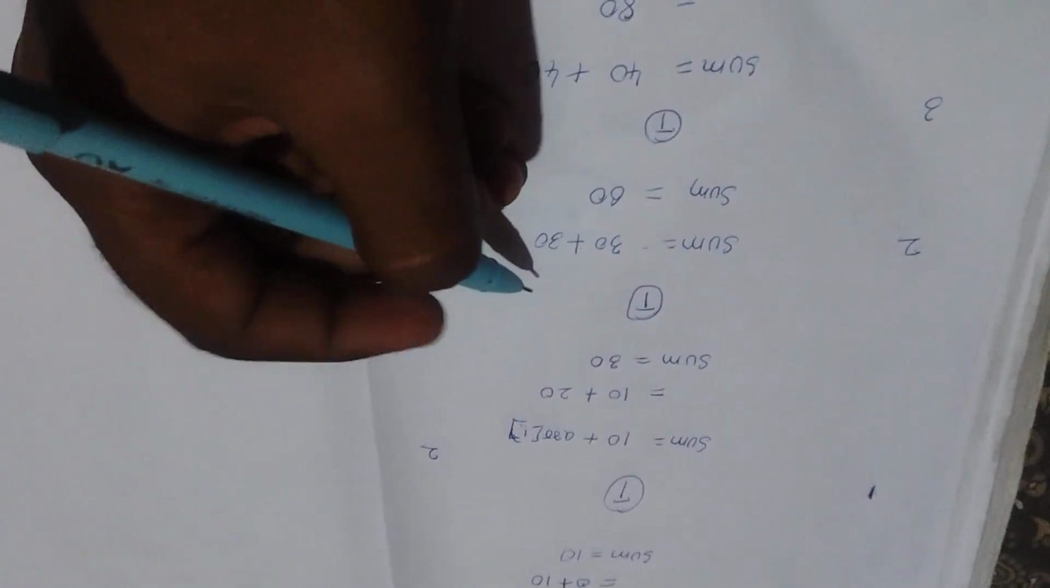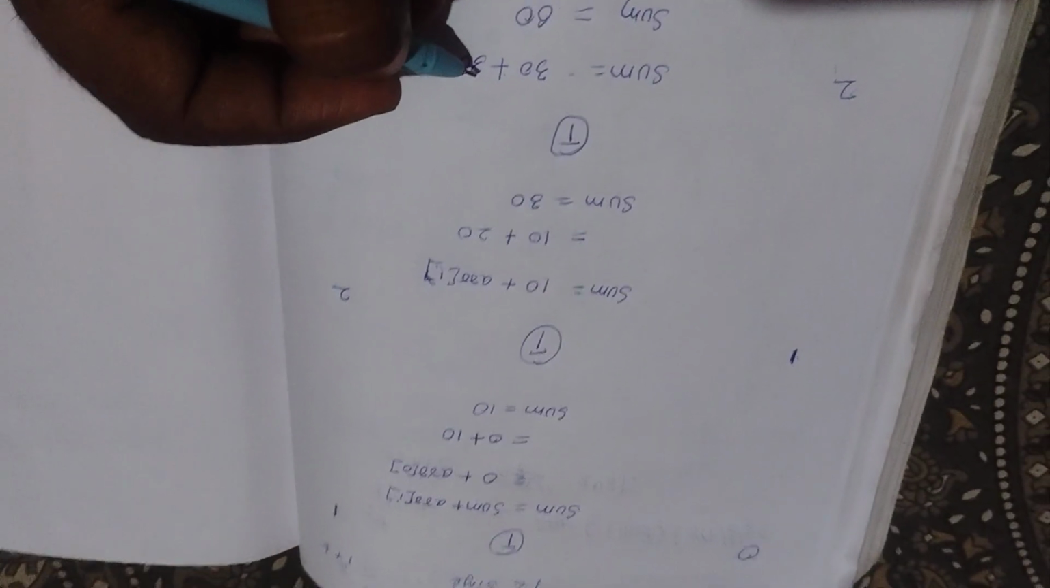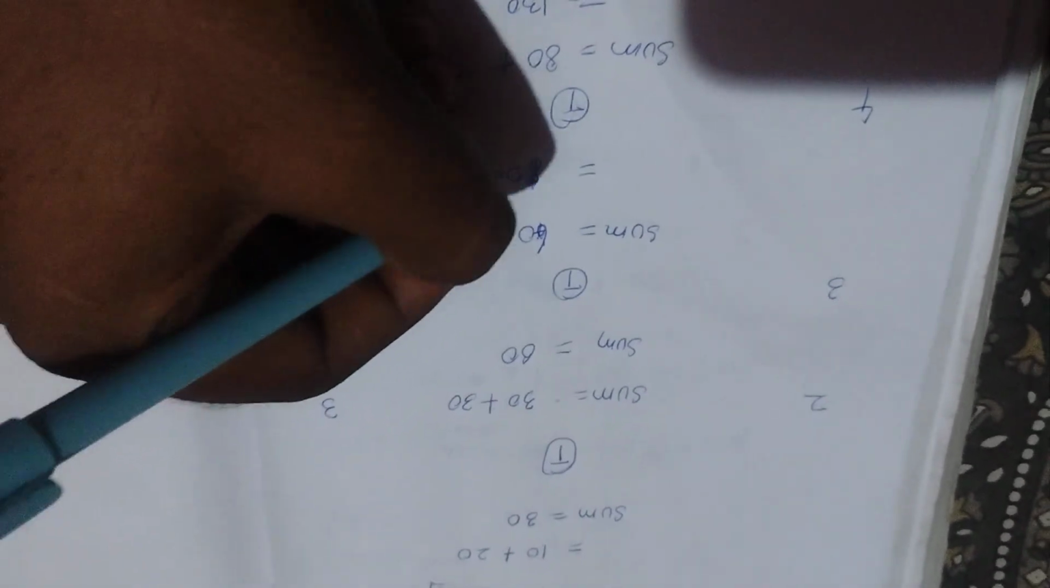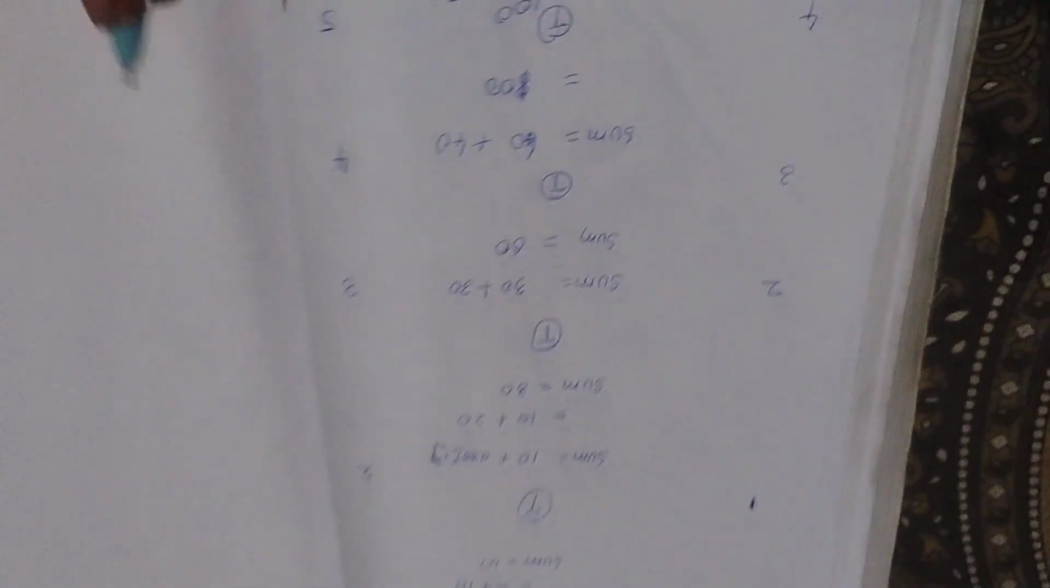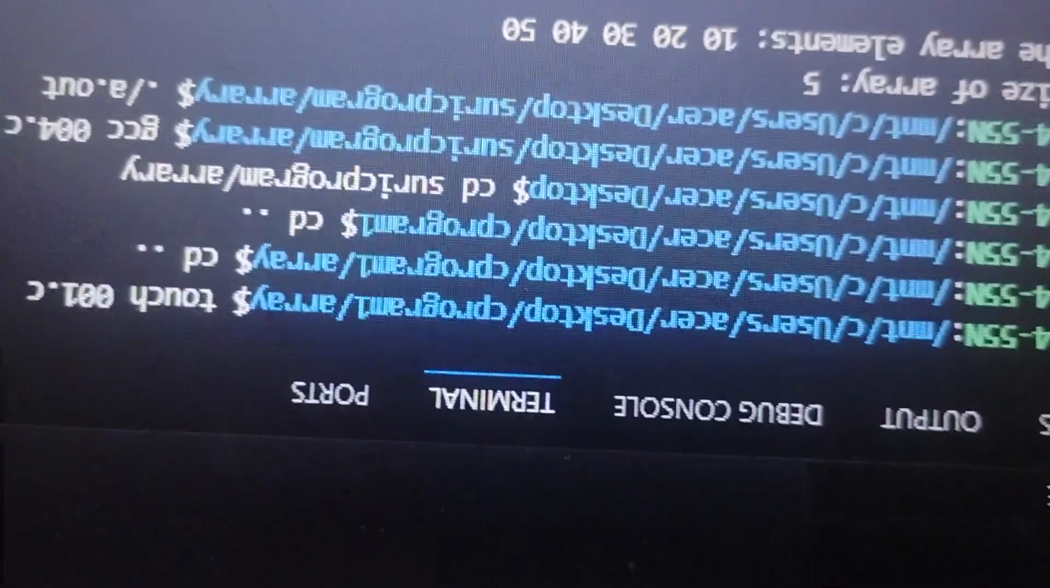Oh, I made some mistake here. 30 plus 30, 60, yes, 60, not 40, so 100. Okay, my bad. So this is how the program runs.